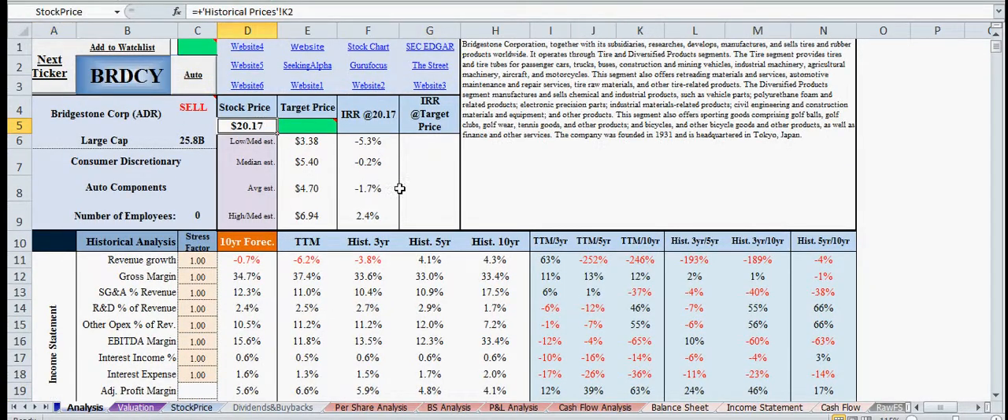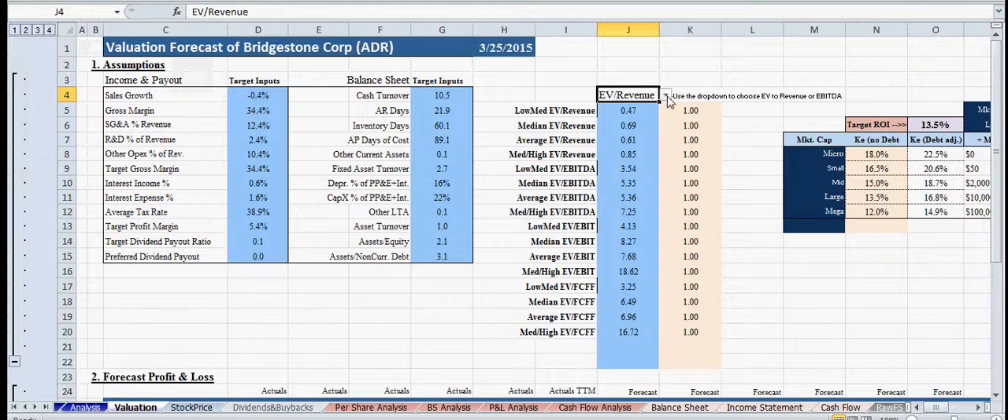This company is trading at $20.17, and our model, based on the baseline information, is giving us a $3.38 to $6.94 valuation. Don't look too far into that at this moment, because there's things that you could do to change that, such as going into the valuation tab. Currently, this is looking at enterprise value to revenue. We might want to look at enterprise value to EBITDA, or free cash flow firm, or the EBIT. For the sake of this model, I'm just going to keep it on the revenue.